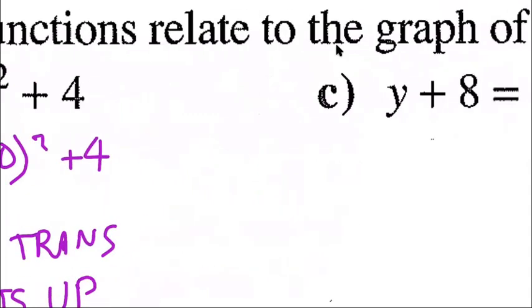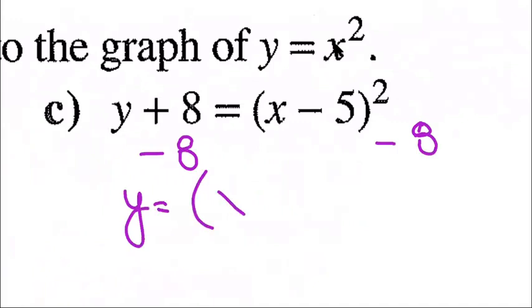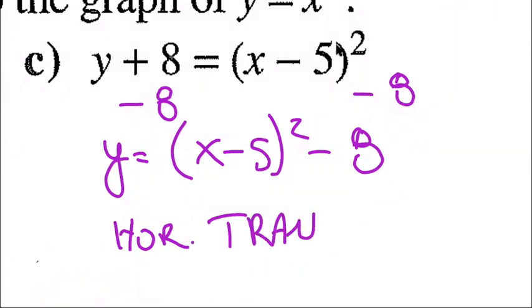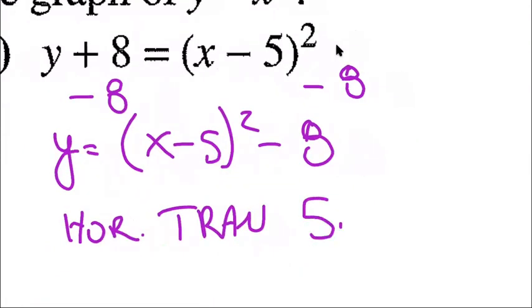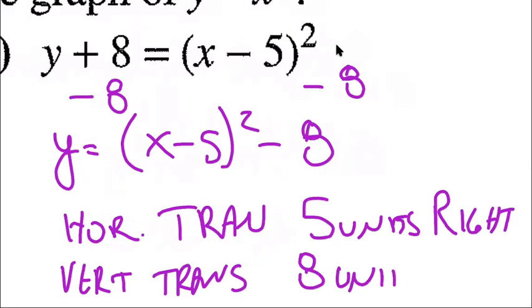Question C looks a little bit oddball, doesn't it? We don't have y by itself. Well, we have to get y by itself first. Subtract 8, y is equal to x minus 5 squared minus 8. We're going to have a horizontal translation, 5 units right. We're going to have a vertical translation, 8 units down.